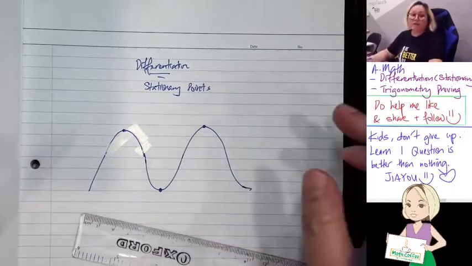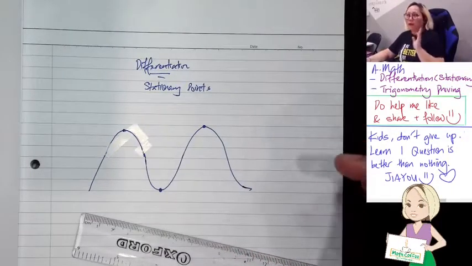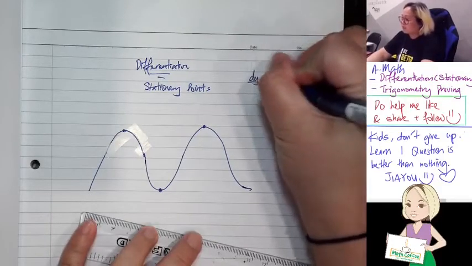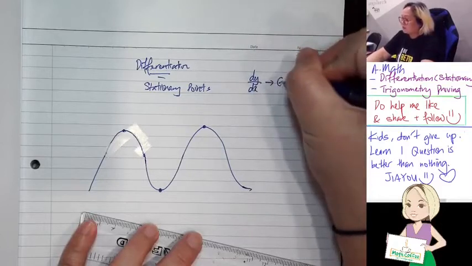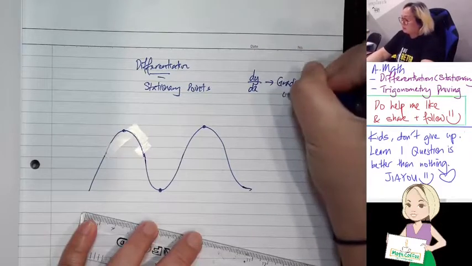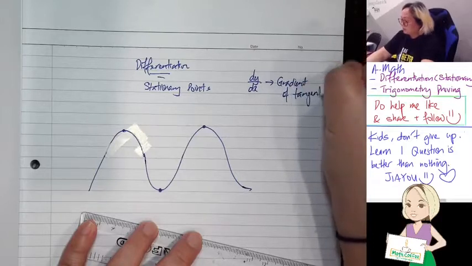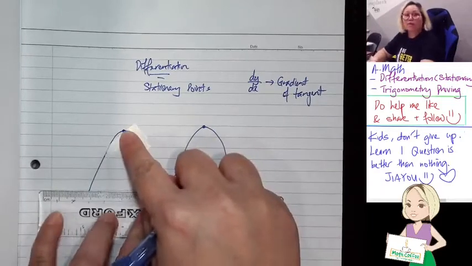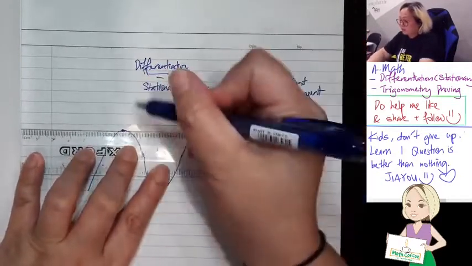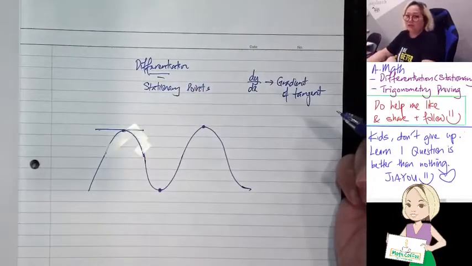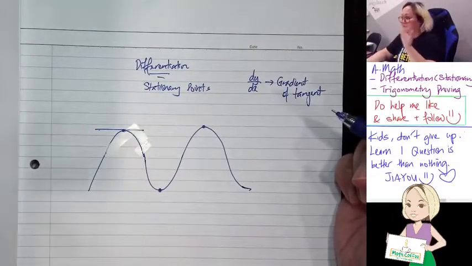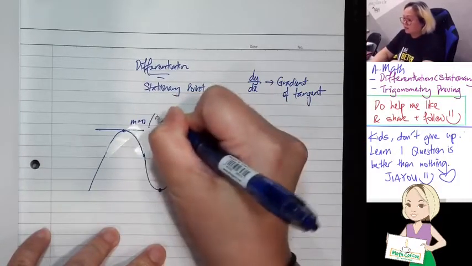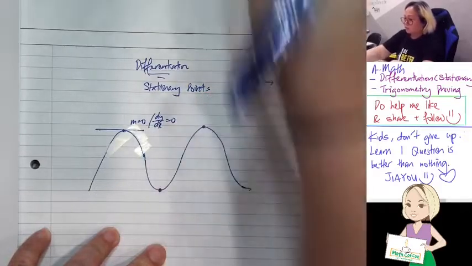By now you should know that dy/dx is the gradient of the tangent. So at the stationary point, if I draw the tangent line, it will be a horizontal line. And for a horizontal line, the gradient is 0. In other words, dy/dx is also equal to 0.